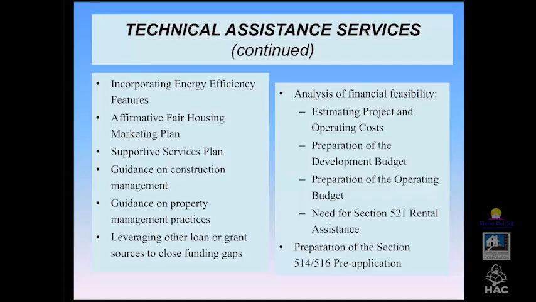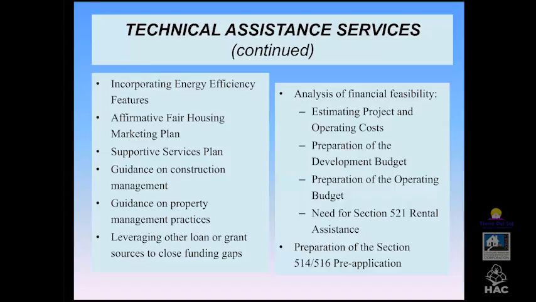The other aspect is we help organizations review affirmative fair housing marketing plans that help to guide outreach activities to maintain a healthy waiting list. And the supportive services plan is designed to bring in partners that can provide other needed services or ensure that farm workers have access to those services, such as health care, child care, counseling, and access to other programs.